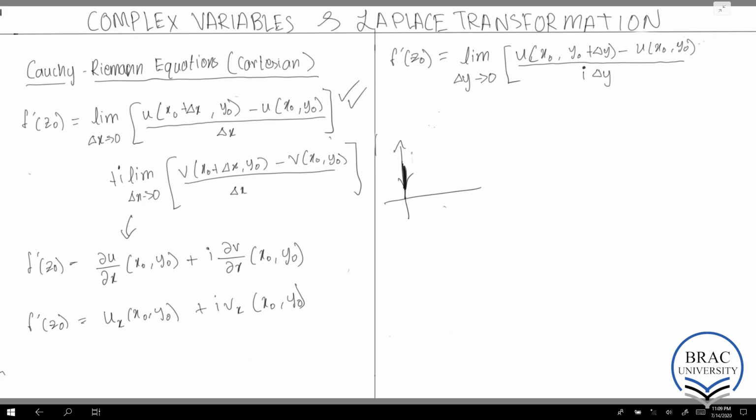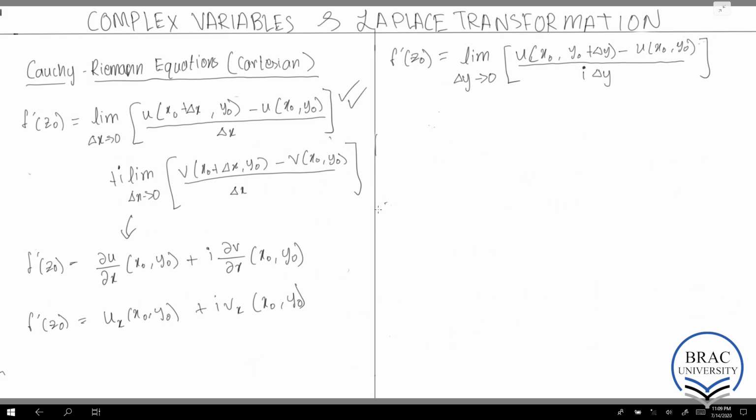If you want, I can show it again. We have delta Z equals delta X plus i delta Y. So if you were to approach it from the vertical, your delta Z simply is i delta Y, since our horizontal part is 0. So getting back to this, this is our first statement.